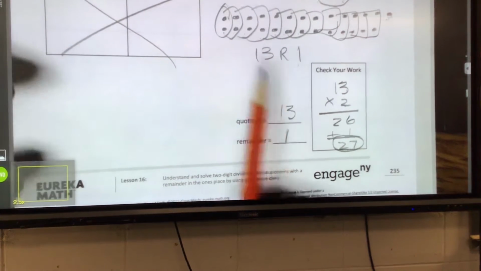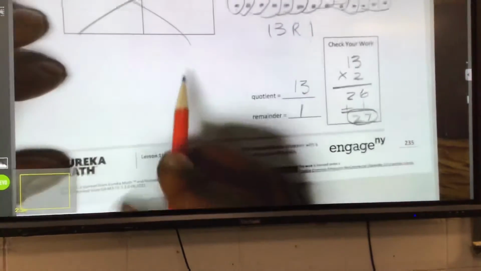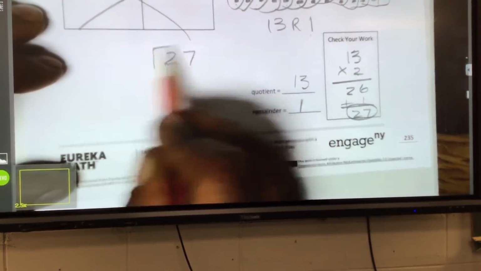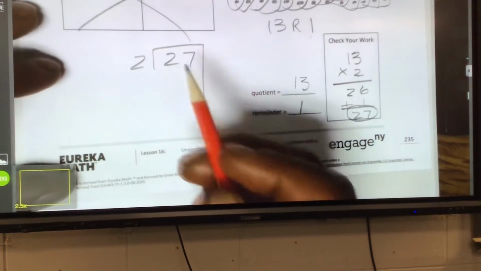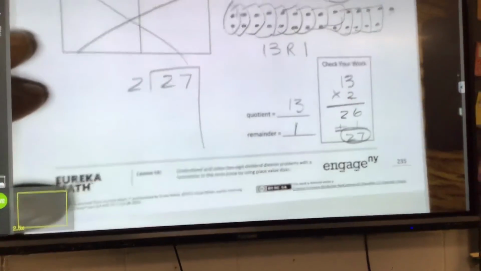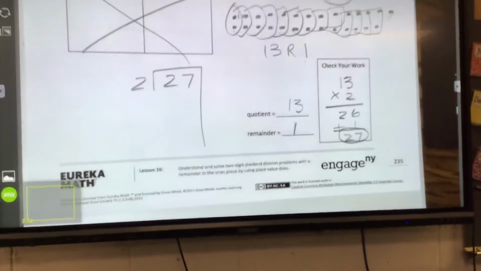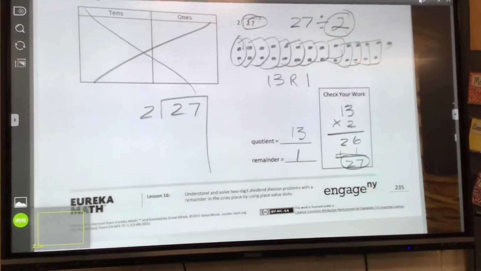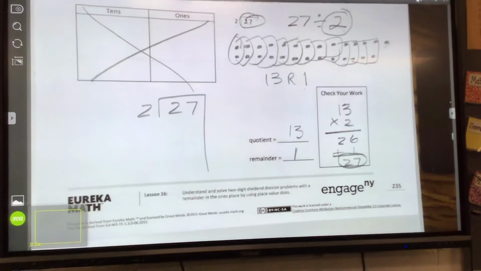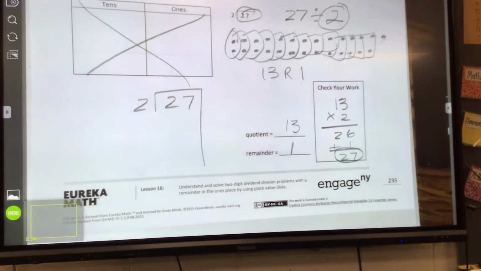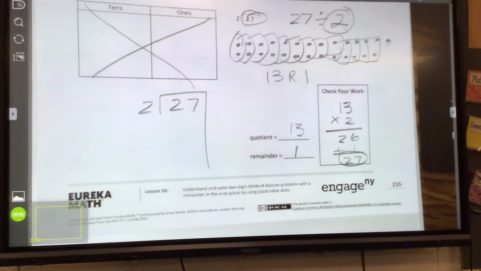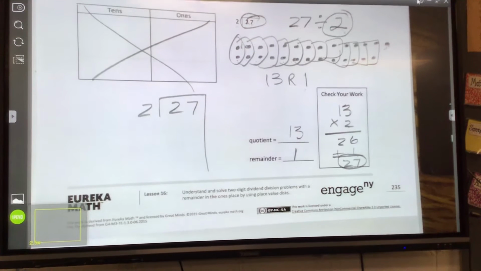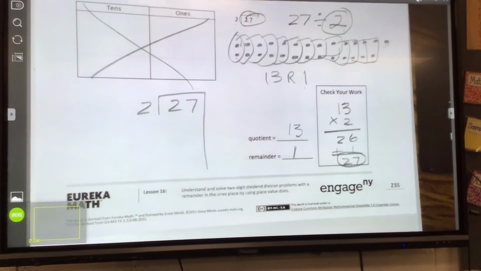Now, let's do the same thing by using the Big 7. The Big 7 is using what I know. We know for a fact nothing times 2 gives me 27, because I got something left over. Now, I want to go to a landmark number. What is a landmark number, Caleb? What number can I use if I know for a fact I don't know all my 2's? Dalton?